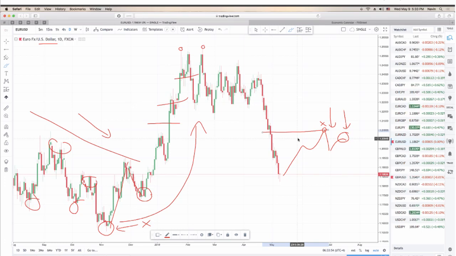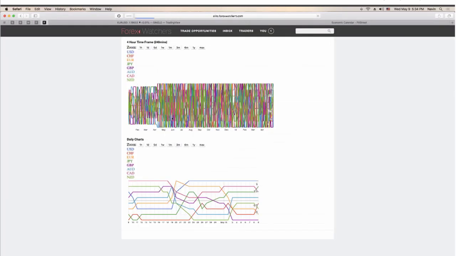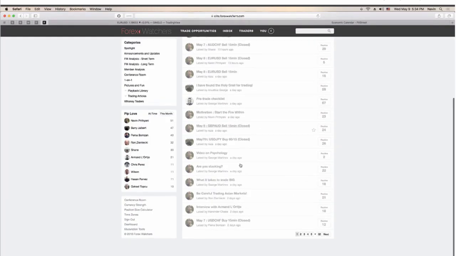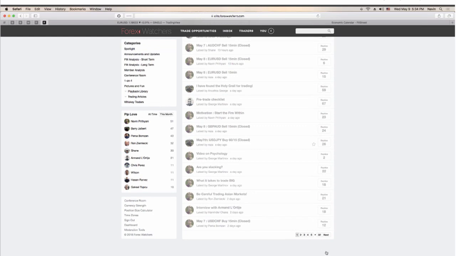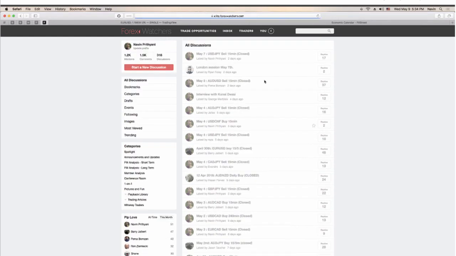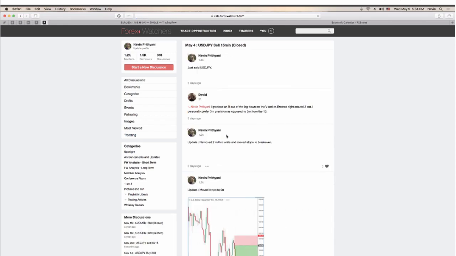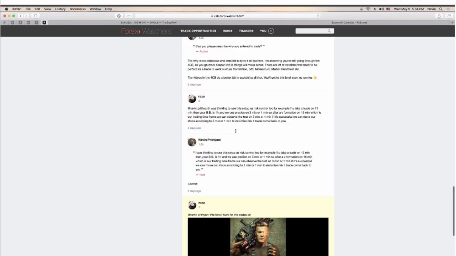Okay, so let me see if I can show you a high, a buy that was done this week. Let me see. Let's go down here. Let's see. We've got some, okay, USD Swiss franc buy, USD yen sell. Okay, let's take a look at these sells, right? Some of these sells here.